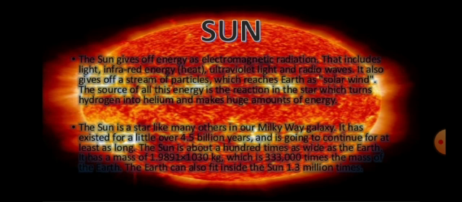As we know, the sun gives off energy as electromagnetic radiation. It includes light, infrared energy, heat, ultraviolet light, radio waves. It also gives off a stream of particles which reaches the earth as solar wind. The source of all this energy is a reaction in the sun and the star which turns hydrogen into helium and makes a huge amount of energy. So the sun is like a star in the Milky Way galaxy. It has existed for a little over 4.5 billion years and is going to continue for at least as long.